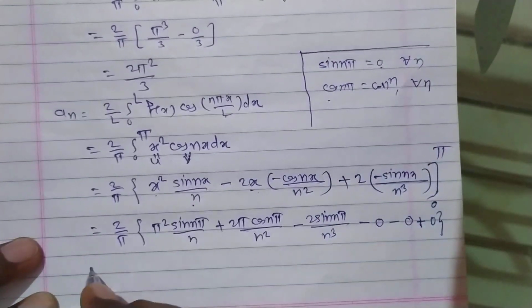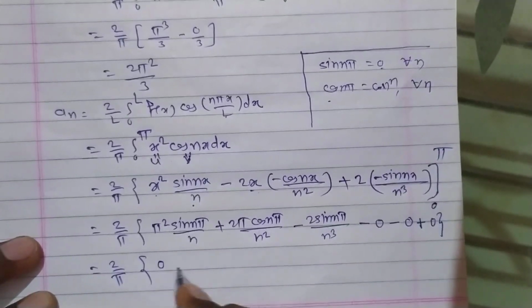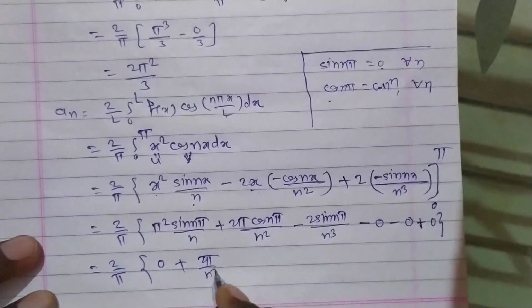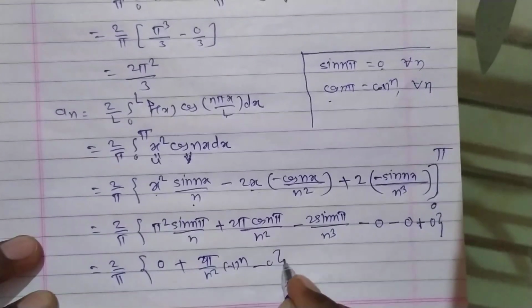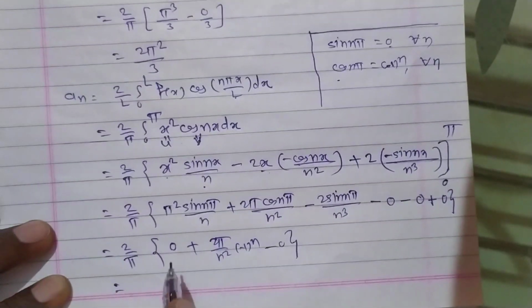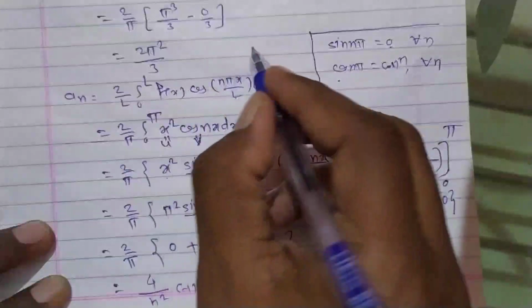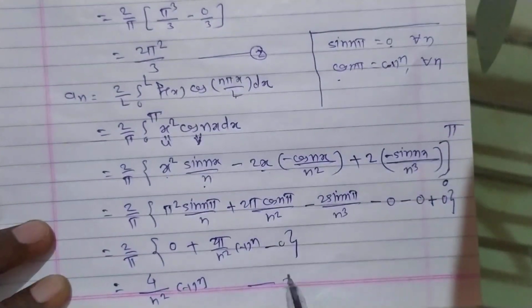Using sin n pi equal to 0 and cos n pi equal to minus 1 raised to n, we can write 2 upon pi into first term is 0 plus 2 pi by n square into cos n pi, which is minus 1 raised to n, and sin n pi is 0. So what is the value of an? An becomes 2 into 2 is 4, and this pi gets cancelled, 4 by n square into minus 1 raised to n. So this is equation 2, and this is equation 3.